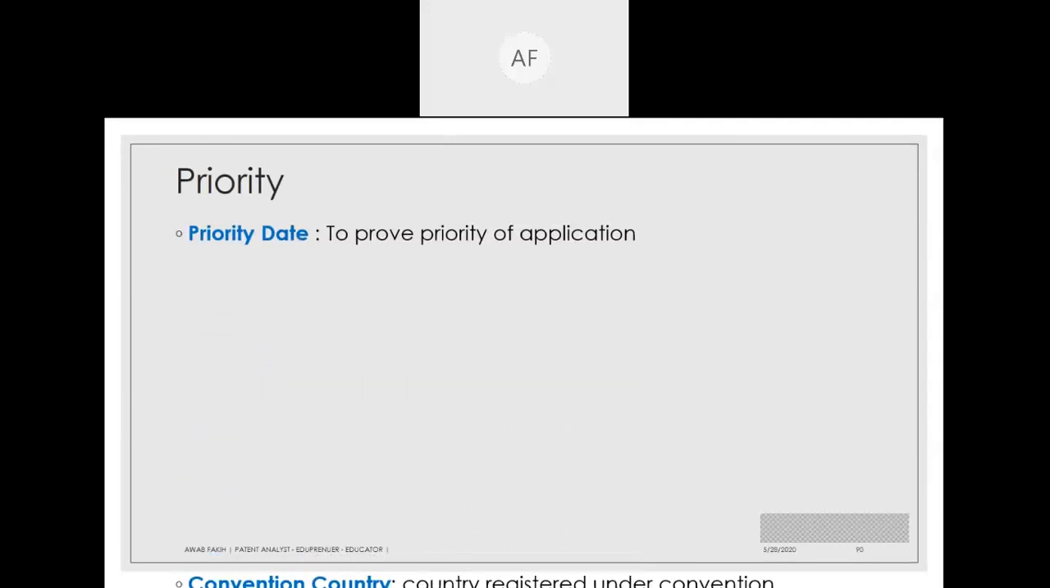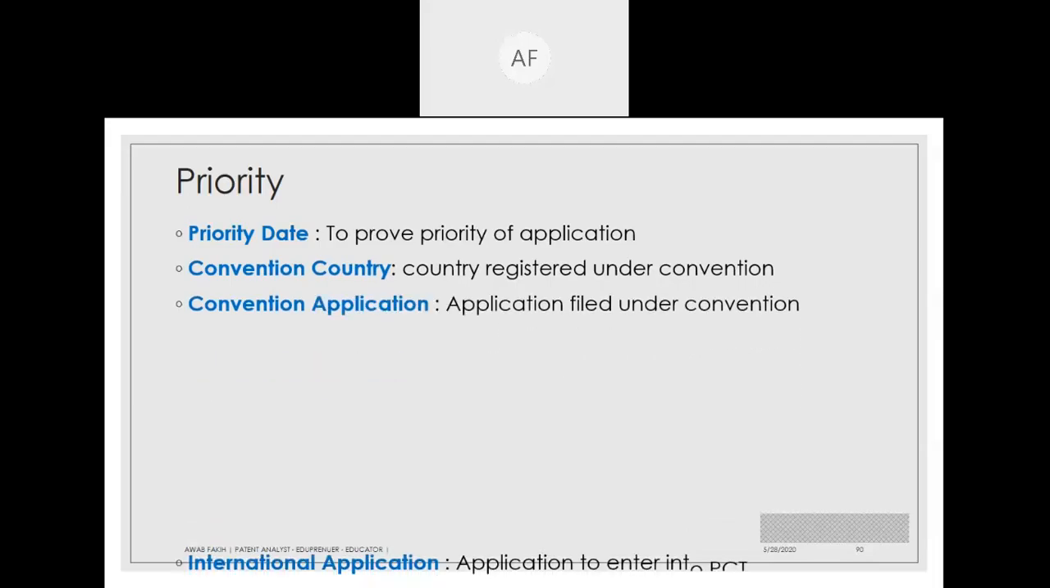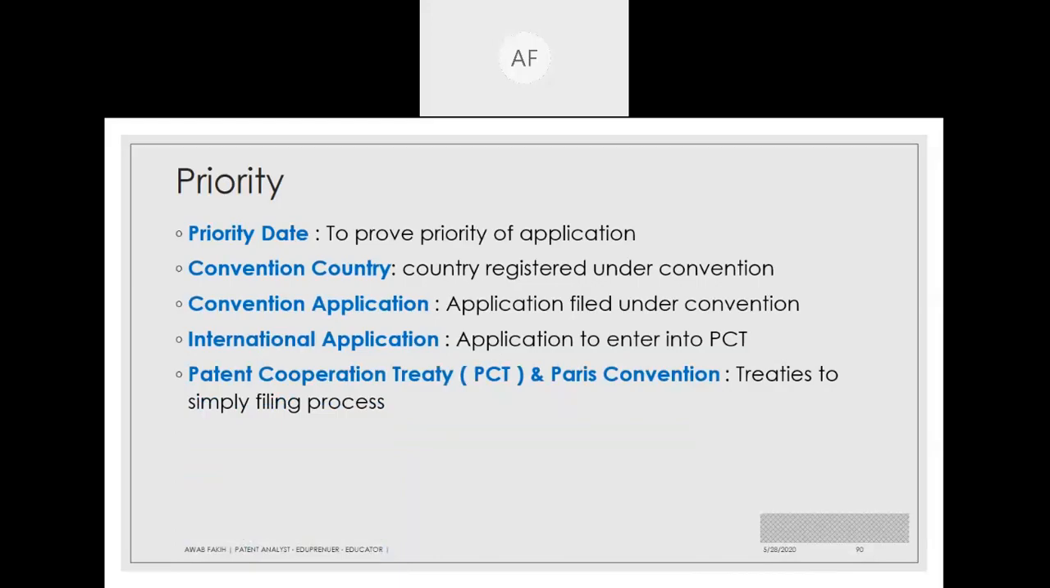Next is priority. So let's understand what this means. Very, very important section, so understand about it. Okay, so when I talk about priority, you must be aware that in India, we follow a first-to-file system. So we'll understand what I mean by first to file. Let's discuss this with an example.